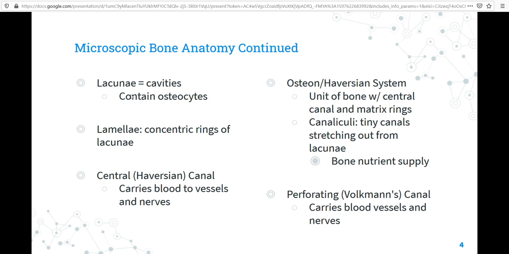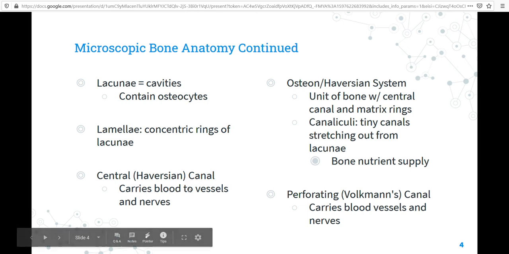Firstly we have lacunae, which are cavities within the bone, and they contain the osteocytes. Osteocytes are important for bone remodeling and growth, and that's important because bones are constantly breaking down, there are injuries that occur, and obviously growth occurring. Then we have lamellae, which are concentric rings of these lacunae cavities. Then we have the central or Haversian canal, and this canal carries blood vessels and nerves within the bone. And then we also have the osteon or Haversian system.